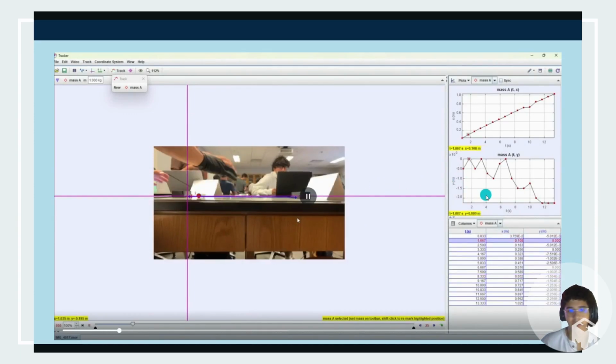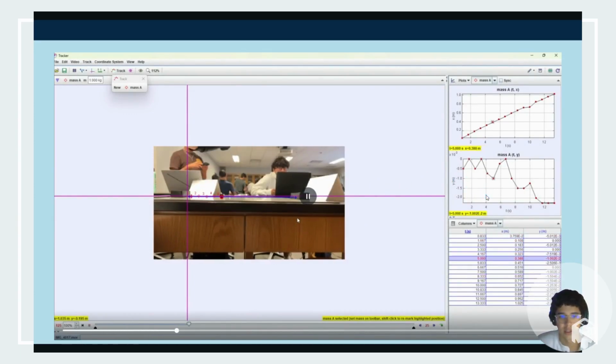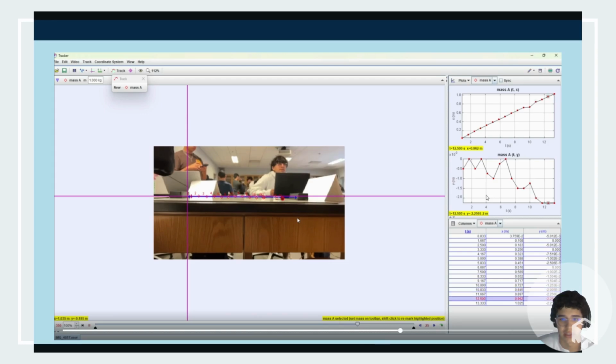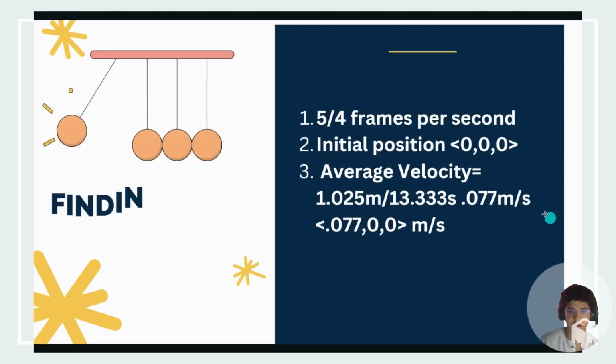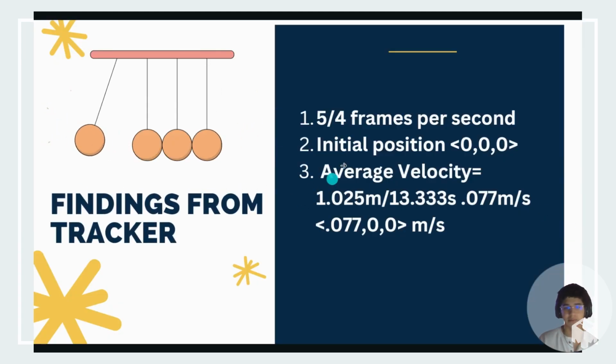Here is the video from Tracker. So you can see I went frame by frame and clicked on the center of mass of the marker. And you can see the graph on the right. It produced somewhat linear results, which is very good. That means that we did a pretty good job in canceling out friction.